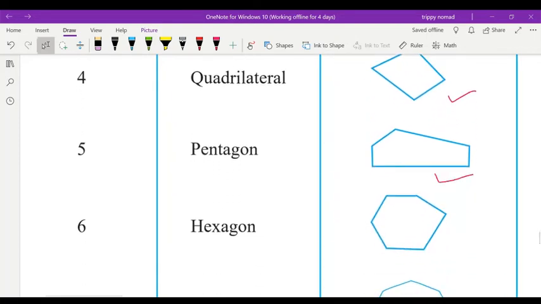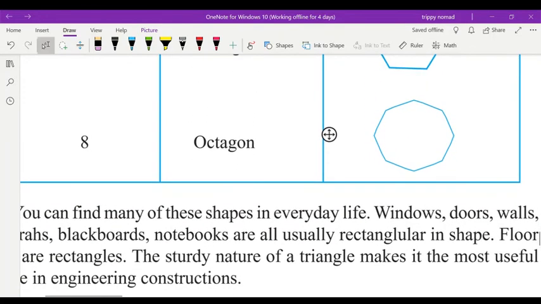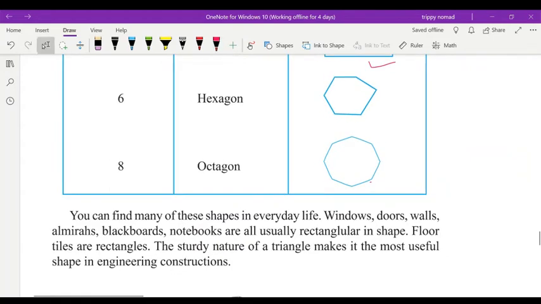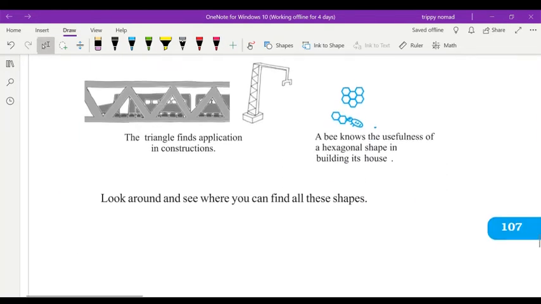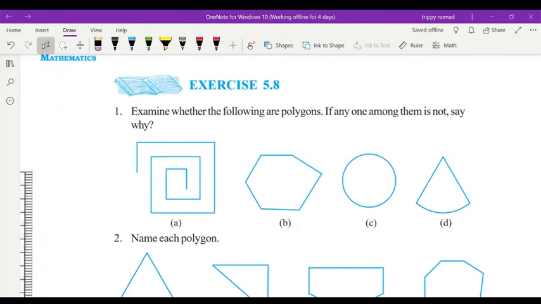Pentagon, five-sided, but this is not regular. Why? Because all four sides are not equal in measure. Six, hexagon. A hexagon is a six-sided closed figure, and an octagon is an eight-sided closed figure. All these shapes come under polygon. So we have to start the 5.8 exercise now.